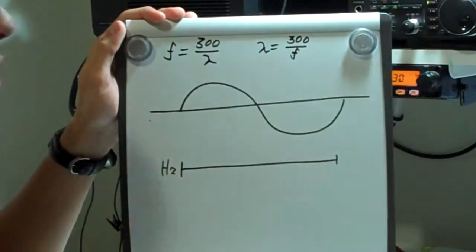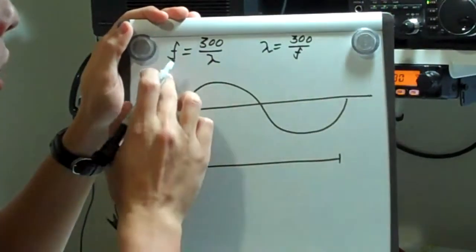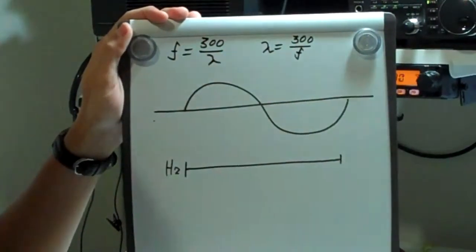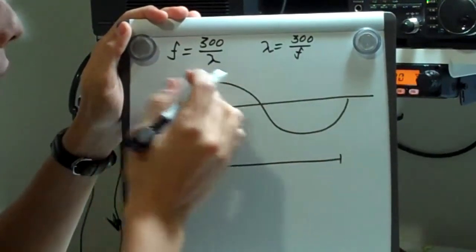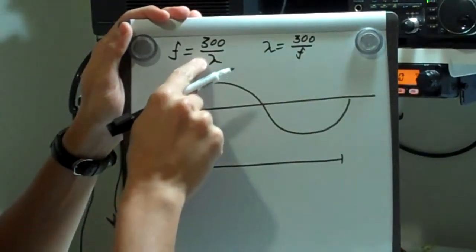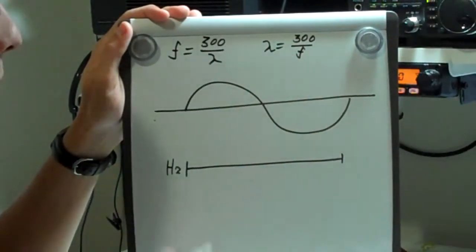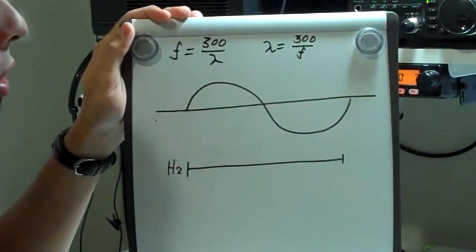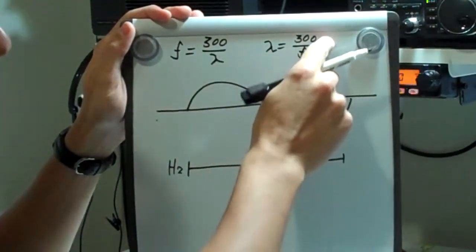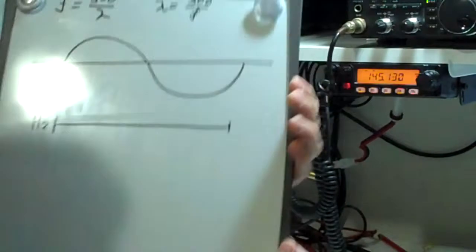We have two equations, and they're both inversions of each other. Frequency equals 300 over wavelength. So if you want to know what the frequency is, and you know the wavelength, you just plug the wavelength into there and divide 300 by that number. That will tell you what the frequency is. The wavelength will tell you 300. The wavelength you can find out if you know the frequency. Okay? Now let's remember something.